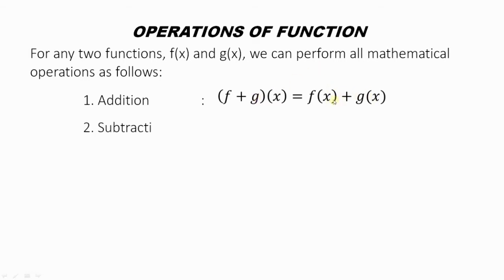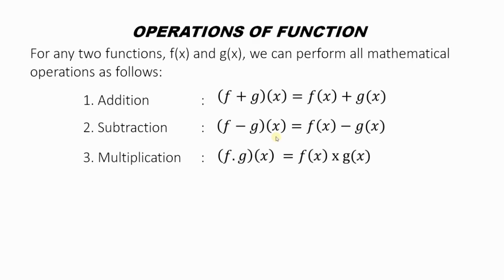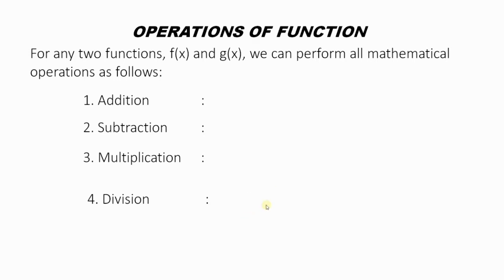Likewise for subtraction, if we subtract g of x from f of x, you have f of x minus g of x. So the new function, which is the difference of the two, becomes f minus g of x. For multiplication, it becomes f times g of x. And for the division, the quotient becomes f divided by g of x.